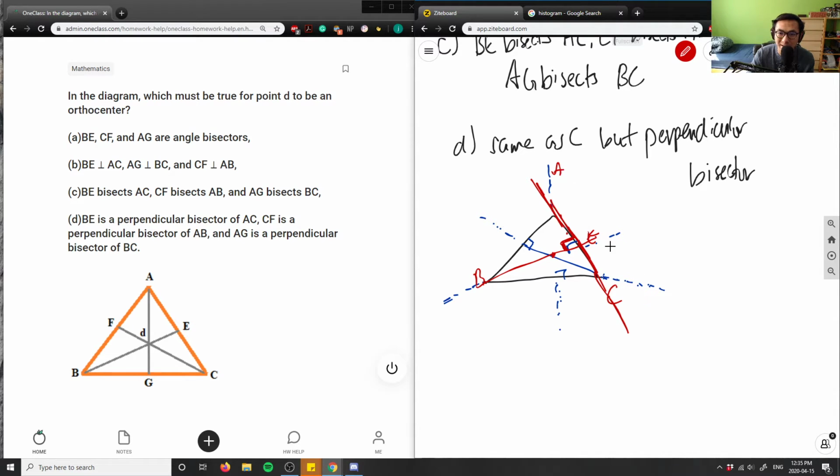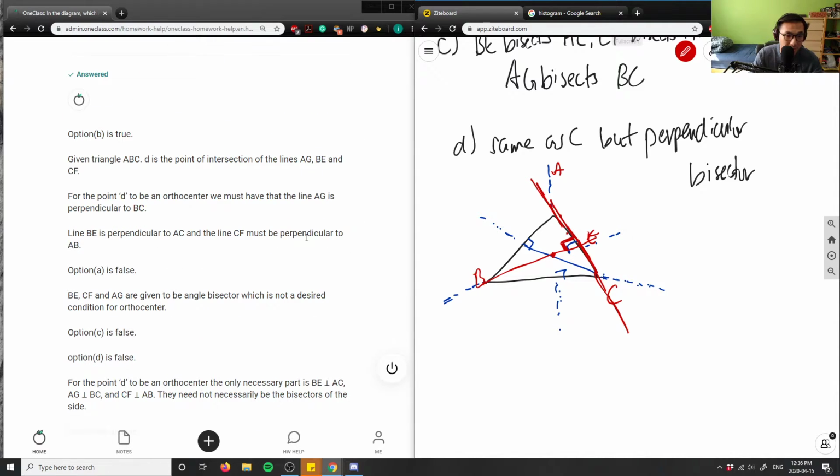You can't really bisect AC, right? AC is simply just the line. I can bisect this, but bisecting this is not a perpendicular bisector, right? A perpendicular bisector of the triangle is BE. So this here is just a case of wording.